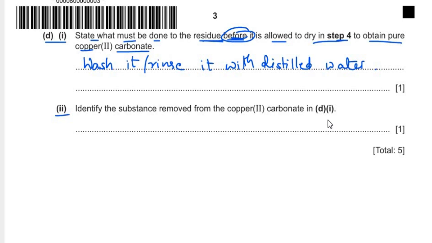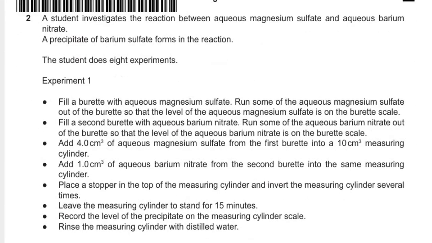Let's see, the second part is identify the substance removed from the copper carbonate in D1. Now as I've already said, the sodium sulfate molecules might have stuck to the copper carbonate molecules, and that can be washed off with the distilled water. So we are washing it with the distilled water to get pure copper carbonate. Now that's it, question 1. Let's see what is question 2.